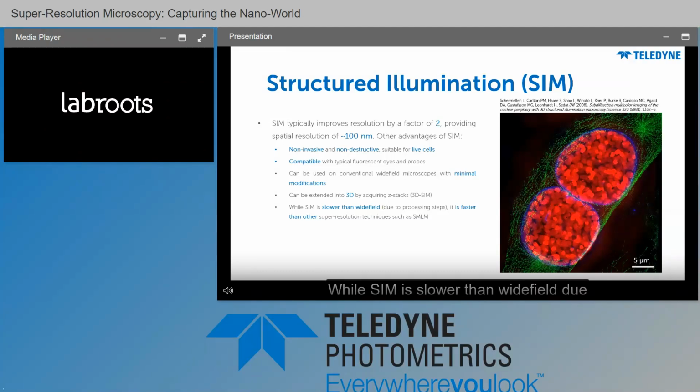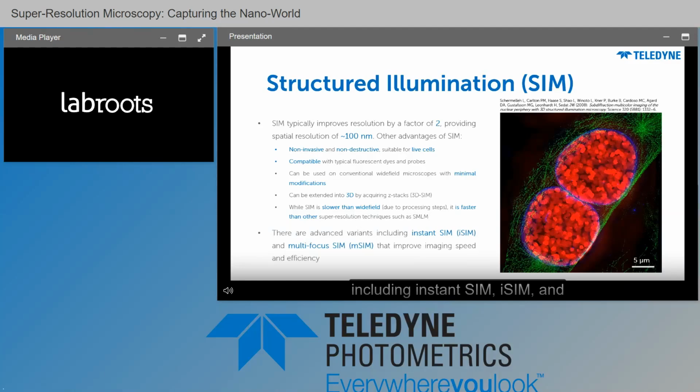While SIM is slower than wide field due to the computational processing steps, it is faster than other super resolution techniques that we'll go into later. There are also advanced variants including instant SIM, iSIM, and multifocus SIM, mSIM, and a whole alphabet of different types of SIM, which all improve on imaging speed and efficiency, making SIM quite a popular technique for super resolution imaging.